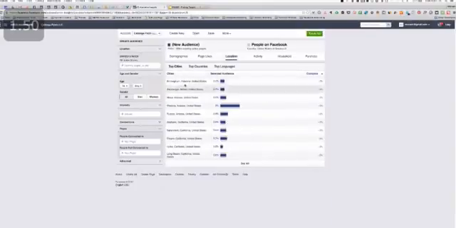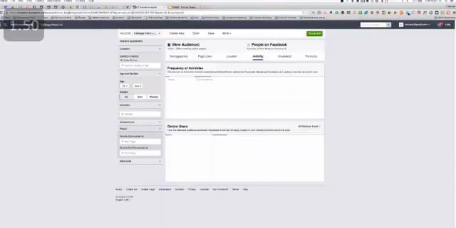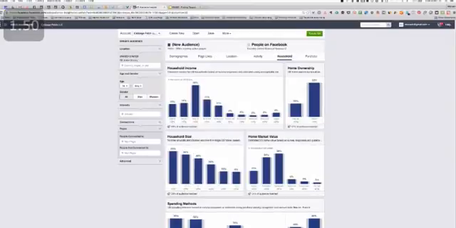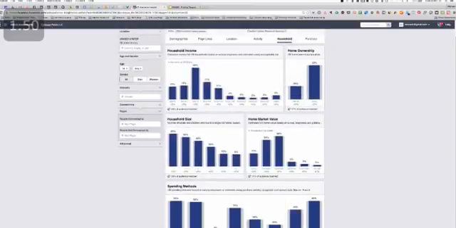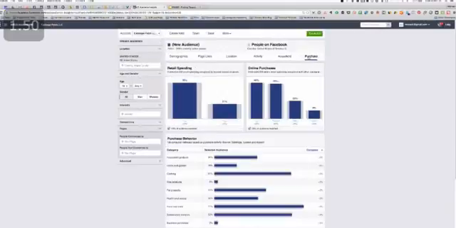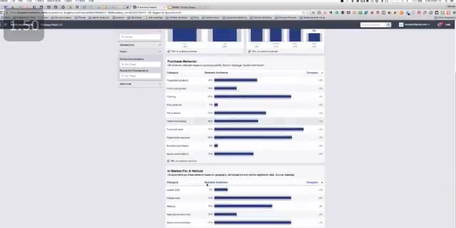You can see where they are in terms of location, what activities they engage in on Facebook, the devices they're using. Information about their household income, home ownership, household size, home market value, spending methods. So you can see this is all very interesting data as you look into targeting a particular audience. How they spend their money: are they online purchasers, offline purchasers, categories of products?